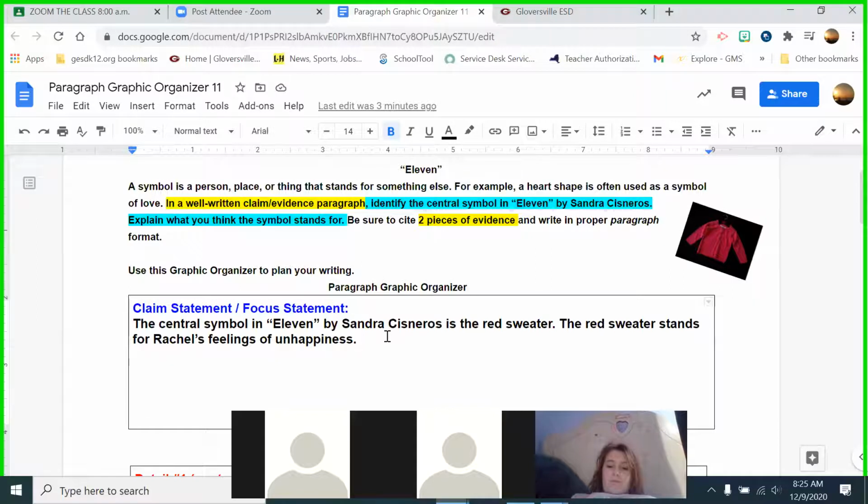If you are a quick typist, and you have proofread your typing, then what I need you to do is go and look in the story "11" in the text itself and try to find some evidence that proves that statement, if you finish typing first.